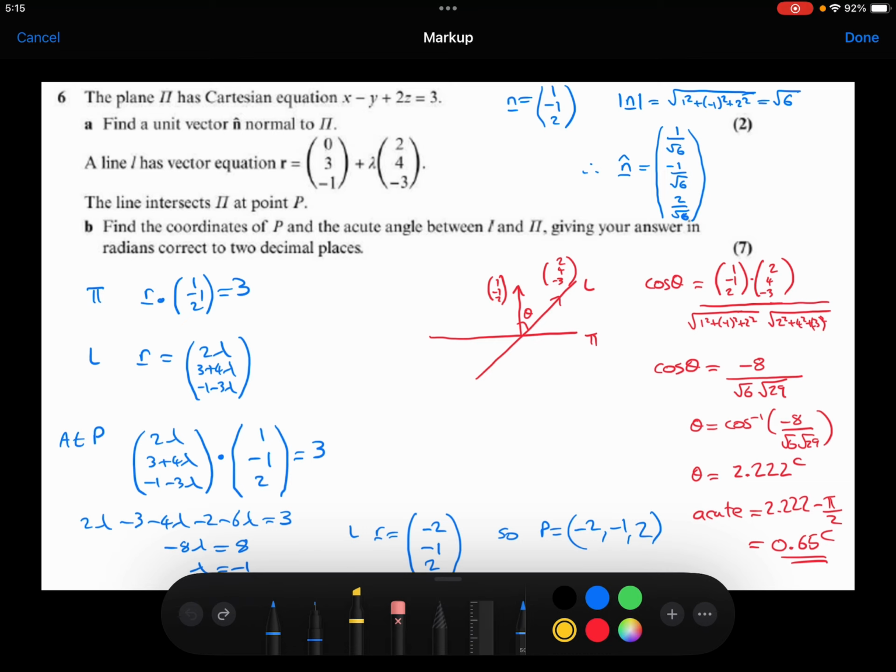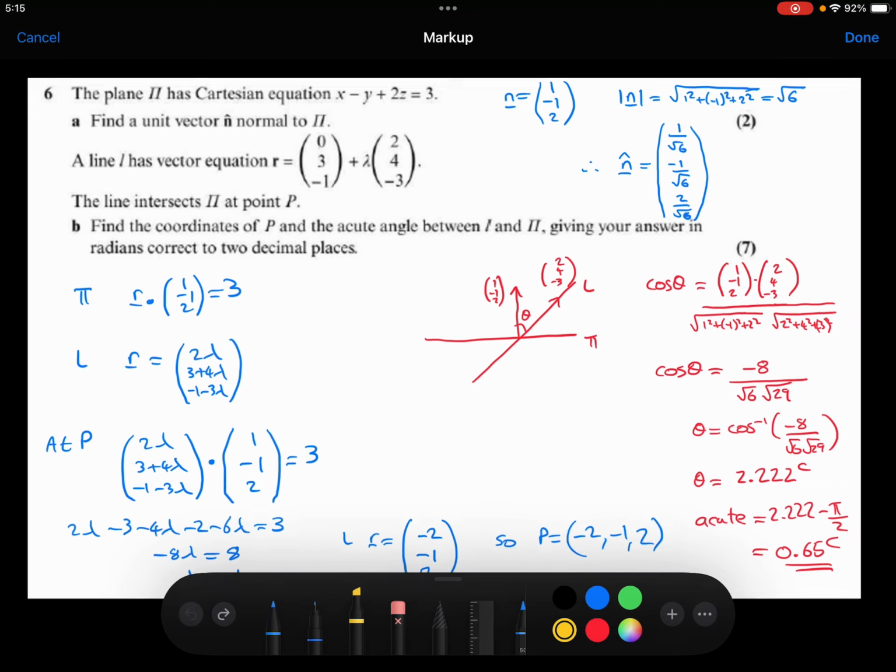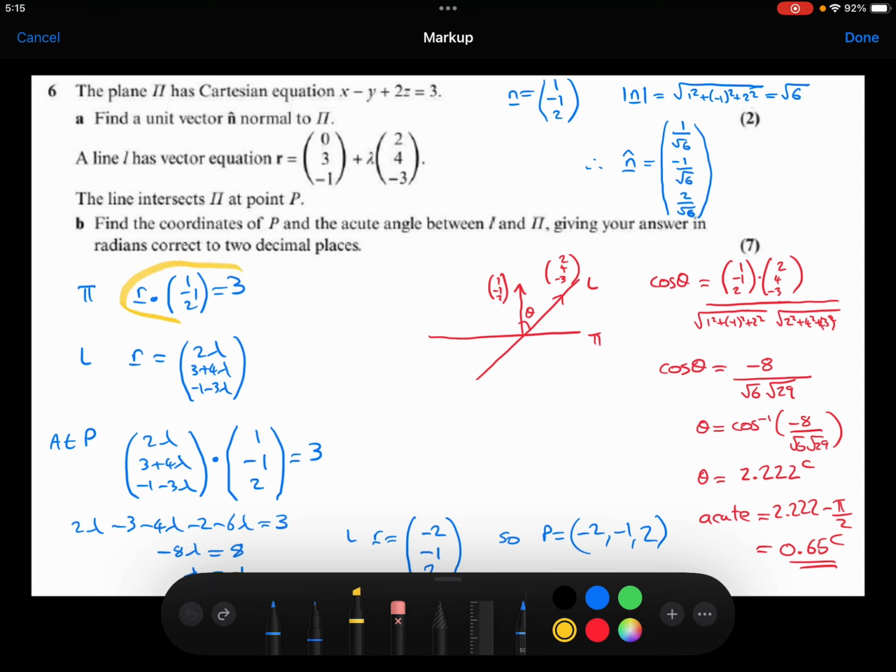We're then given the equation of a line. And we are told that the line intersects the plane at point P. We need to find the coordinates of P and the acute angle between the line and the plane. So what I've done here is I've just rewritten the plane in its vector form. And I've rewritten the equation of the line just by combining each of the coordinates together.